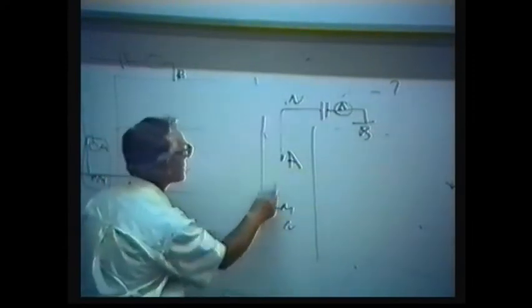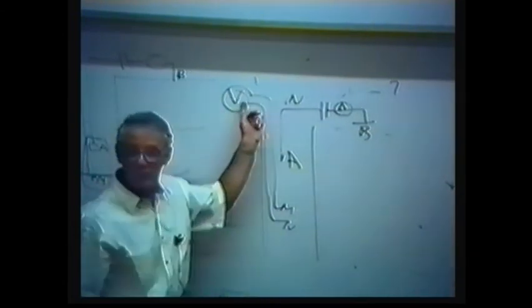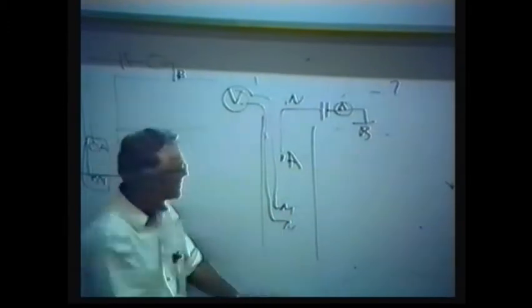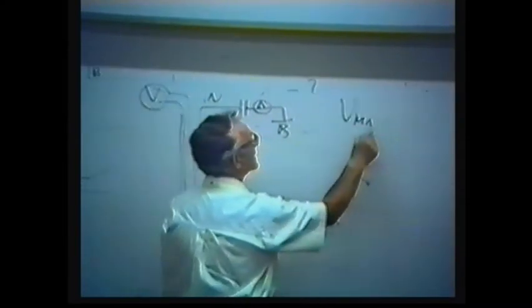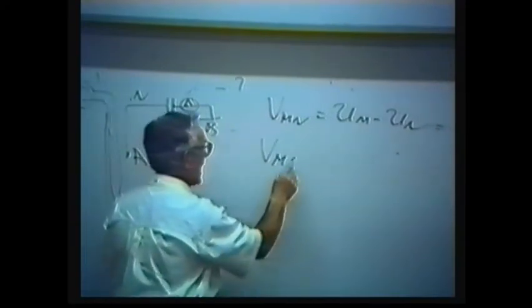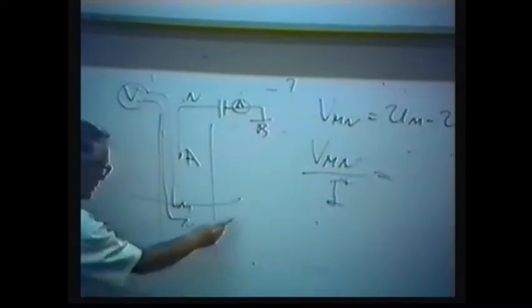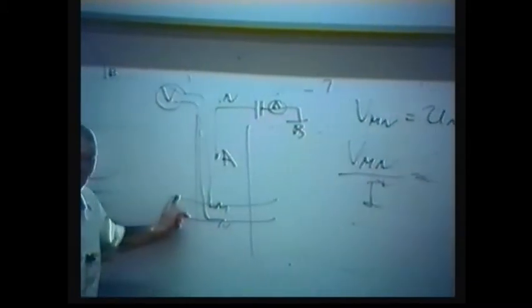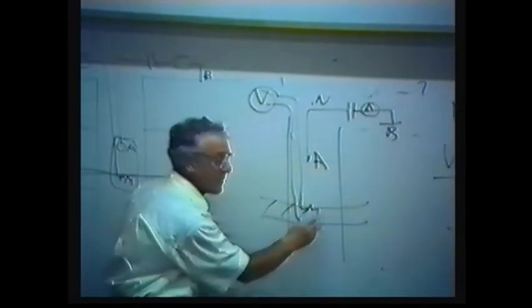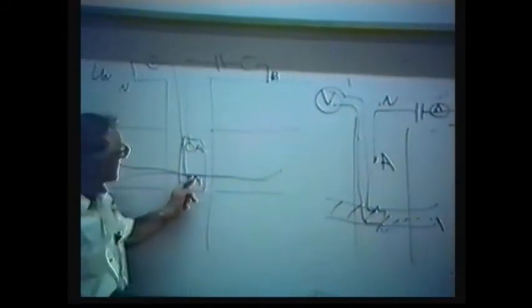Now, what do we measure? We measure voltage between points M and N. What does it mean? Voltage Vmn equals Um minus Un. Then we divide again by current. And what do we obtain? Resistance between what? Between these two equipotential surfaces. Please compare with this probe. This probe is very nice.